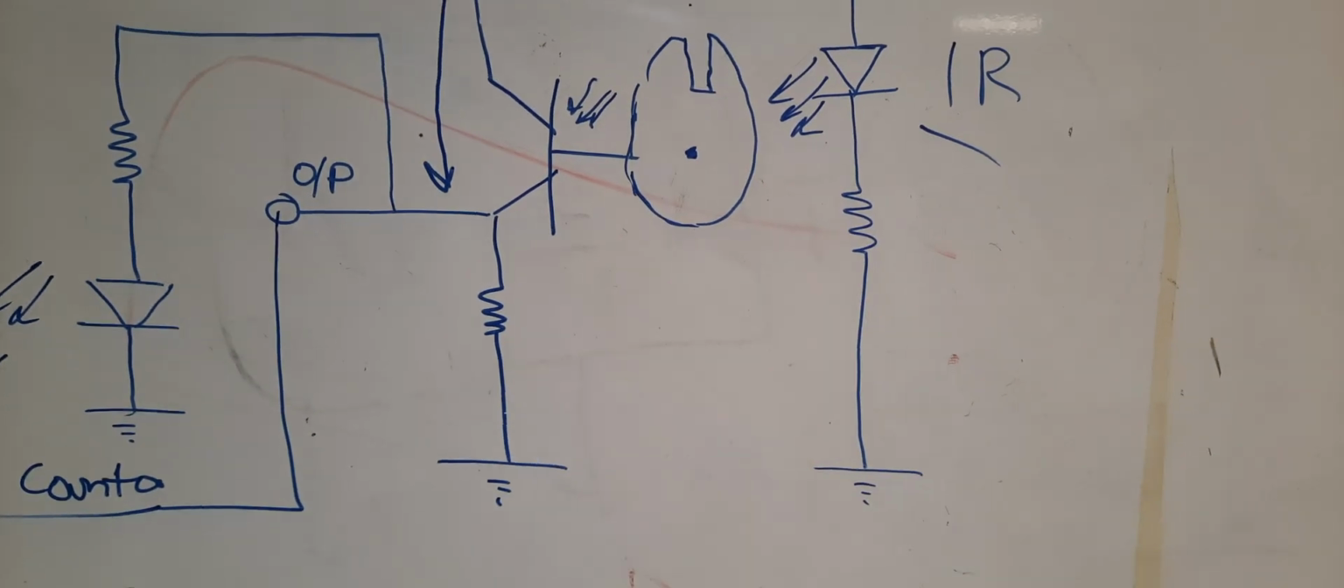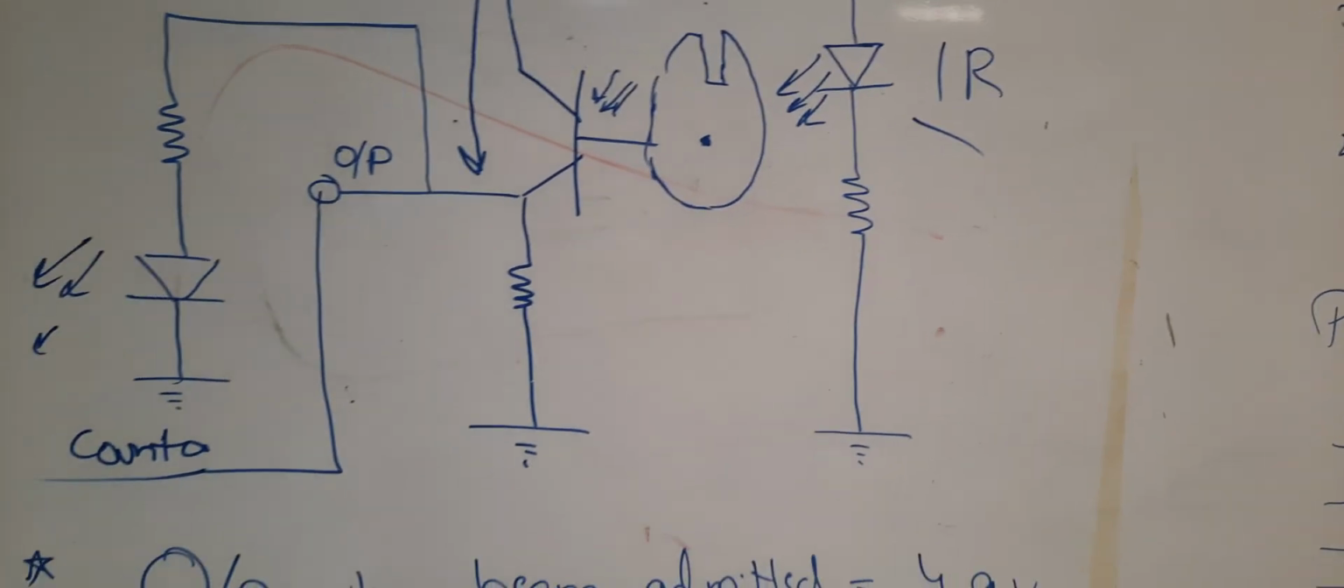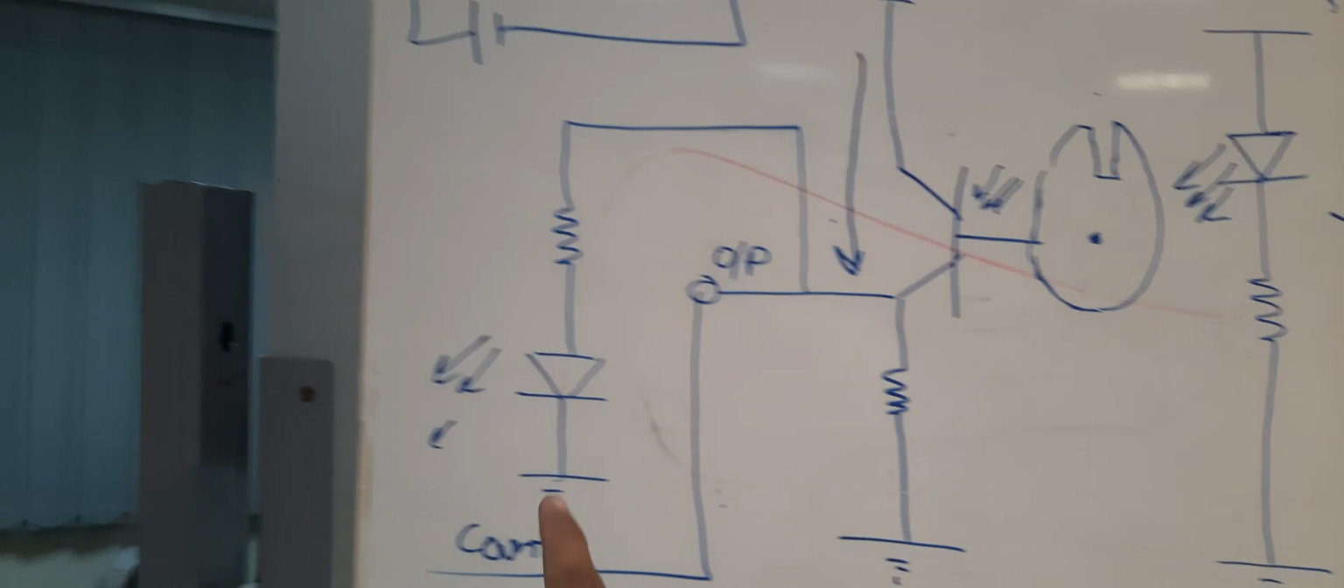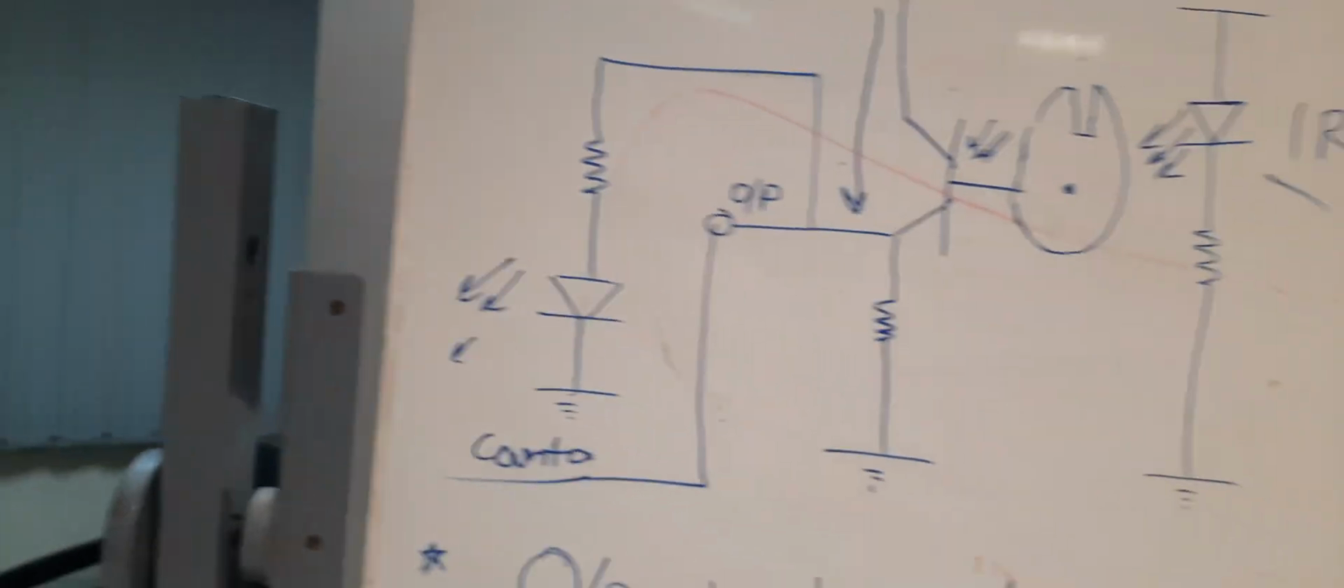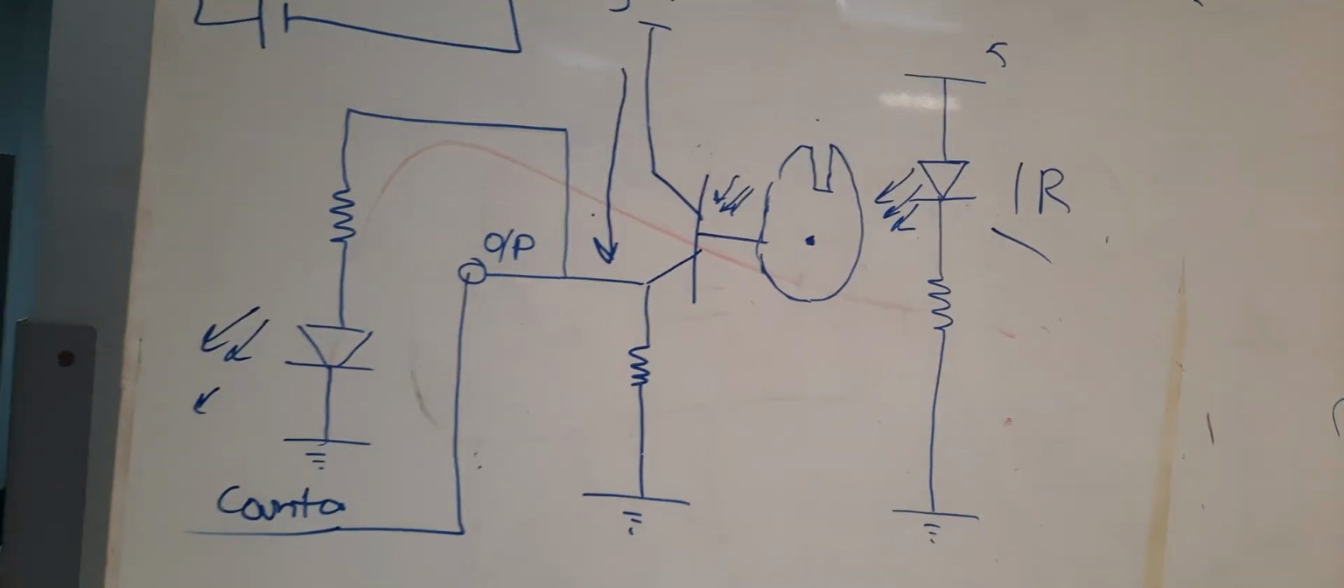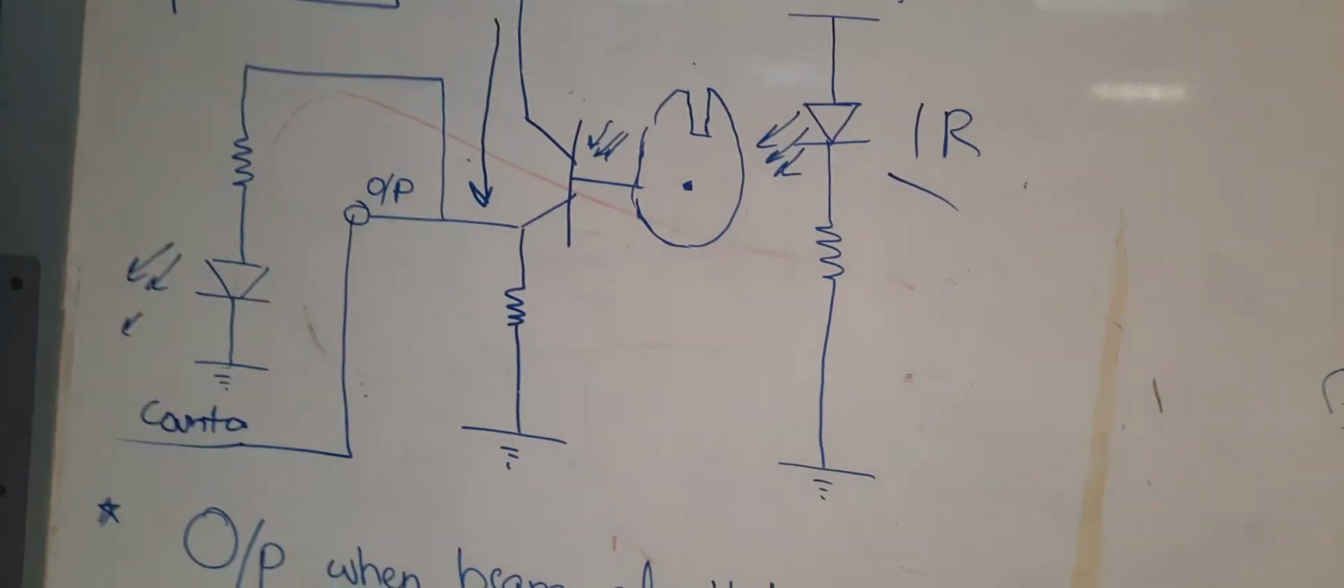So we will just check in a minute how many times the LED is turning on, and that will be the rotational speed of that particular motor.